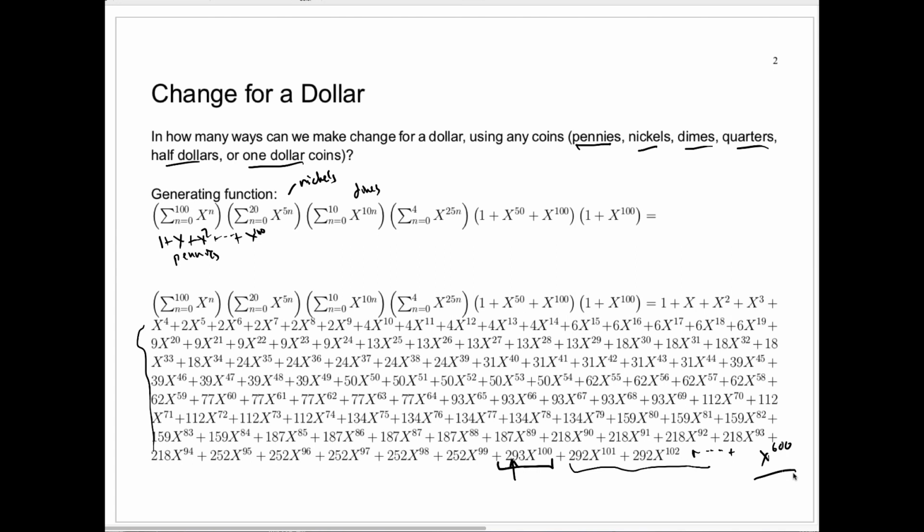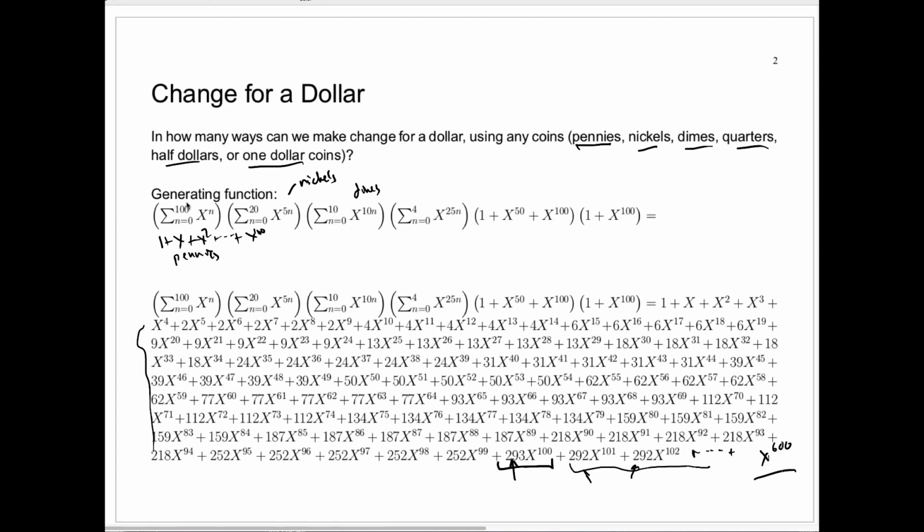Use all the coins. Even these coefficients for a dollar one and a dollar two are not exactly right, because they don't tell you exactly how many ways to make change for those amounts of money, because we could use more than 100 pennies. And this generating function is designed to use at most 100 pennies.